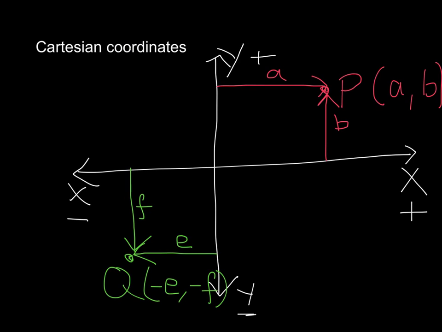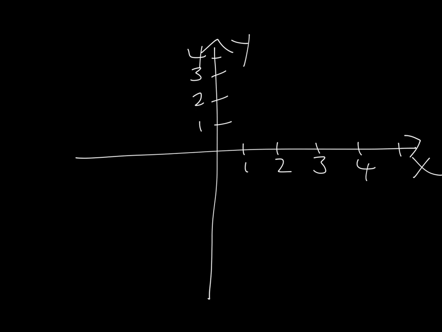Let's take a quick look at a more concrete example. So I have a set of axes here, given x and y some numerical values, and we might be interested in just placing a point somewhere on this set of axes. Let's put it here. Let's call it P. Let's figure out what the coordinates of P are.